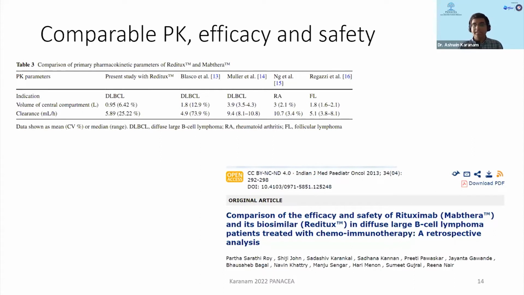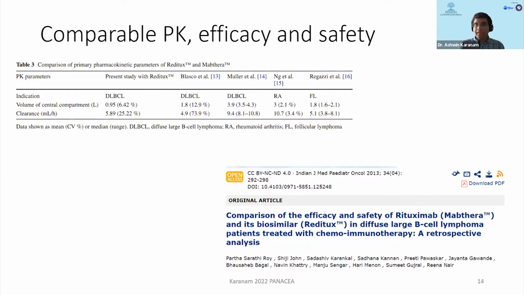Table 3 right here, you can see comparison of the PK parameters of our molecule, which is the generic, versus the innovator. And what's interesting is that if you just look at the innovator data itself, it's highly variable. But we still were able to fall within approximations of other studies, especially Blasco and Regazi. And Blasco et al. was in the same indication as well. And the interesting thing is our model was fairly decent. The values within the parentheses are actually your CV %. And you can see that we have a pretty good model. We're able to estimate the parameters with decent precision.